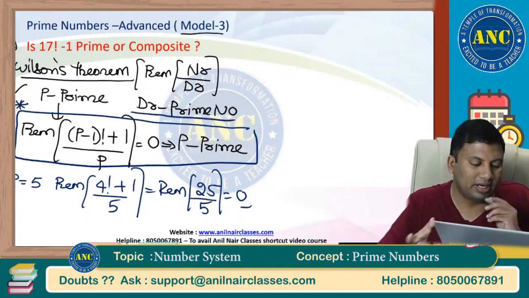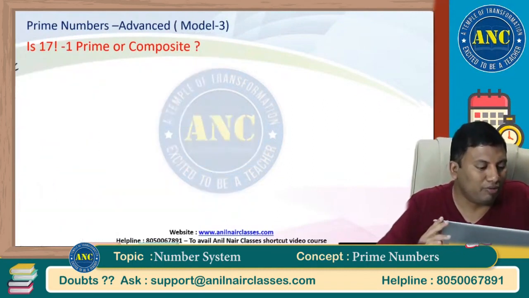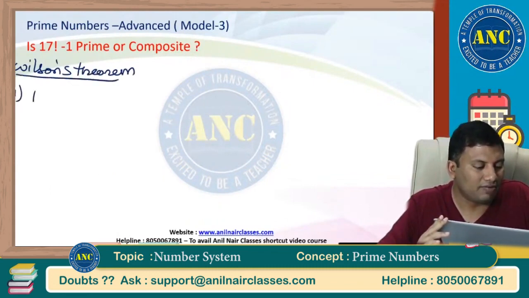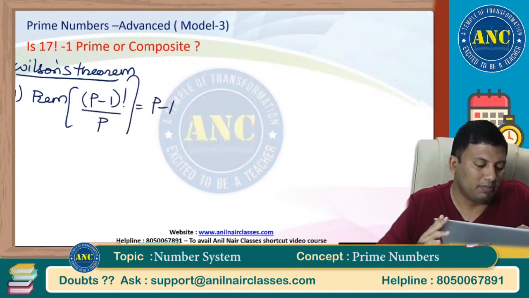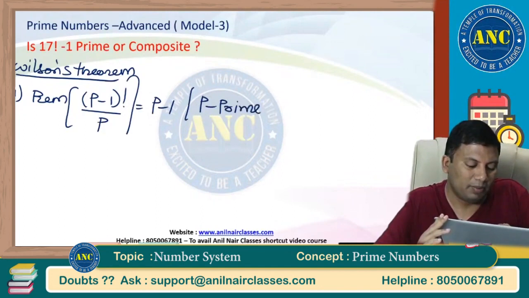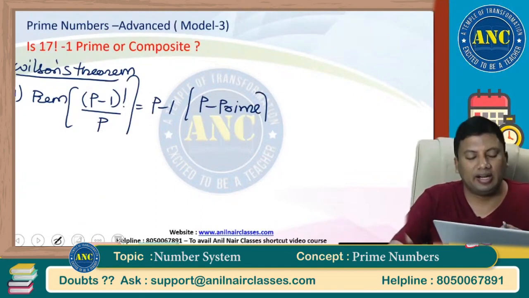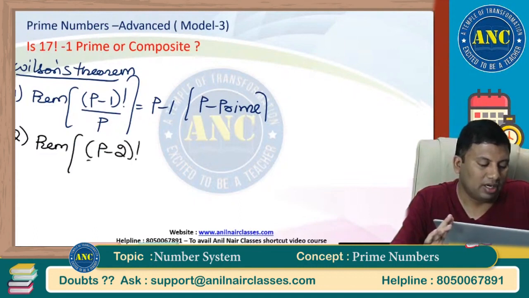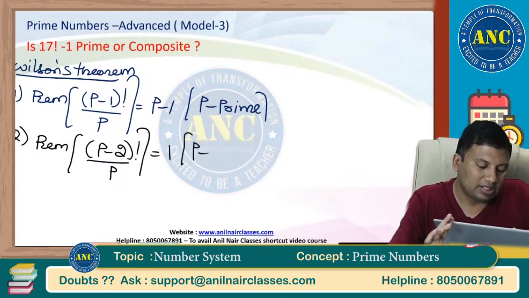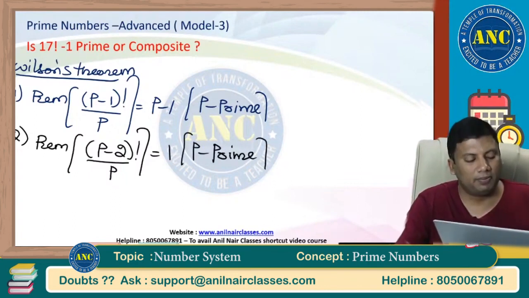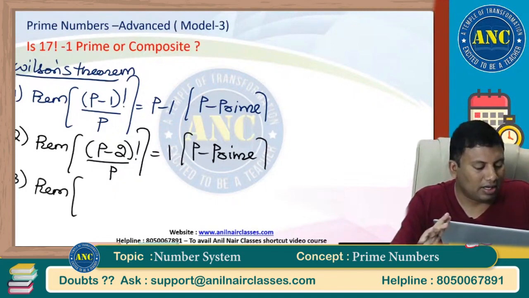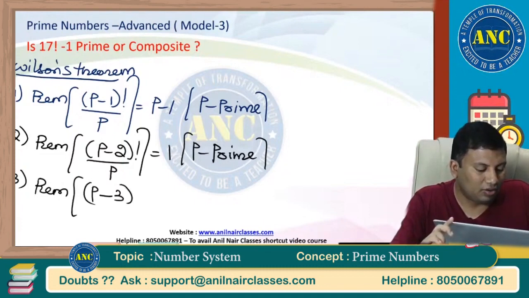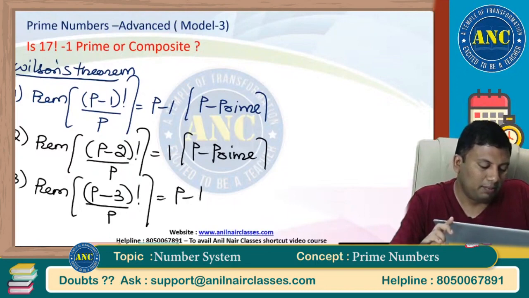Wilson's theorem is used when the denominator is a prime number. There are some beautiful conclusions based on Wilson's theorem. First, remainder of p minus 1 factorial divided by p is p minus 1, when p is a prime number. Next one, remainder of p minus 2 factorial divided by p is 1, when p is a prime number. Third one, remainder of p minus 3 factorial divided by p is nothing but p minus 1 by 2.